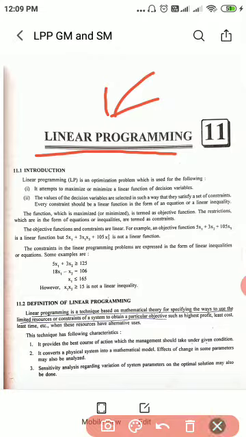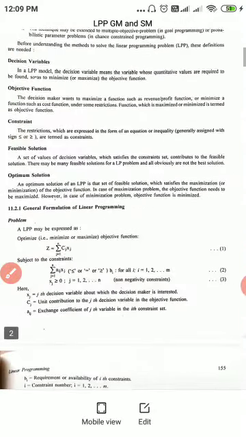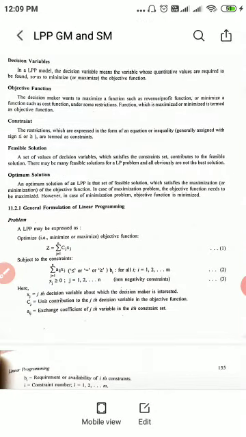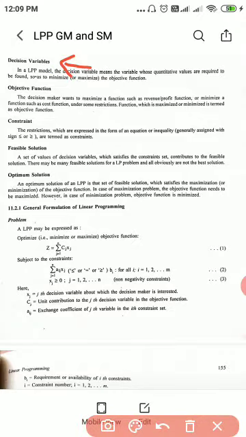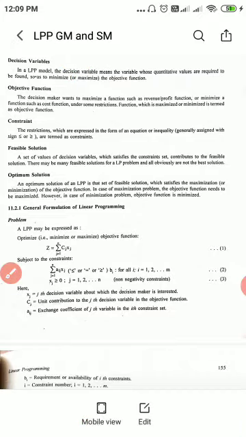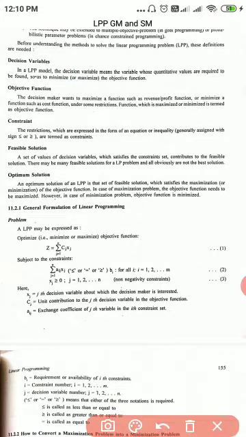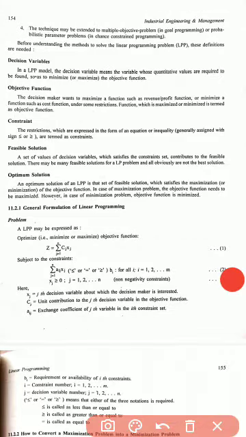So let's start. First I will discuss some important terms. So first term is decision variable. What is decision variable? Decision variables are the variables which are going to affect the objective function. Next is the objective function. Objective function is a function which gives the minimization of the cost or the maximization of the profit.